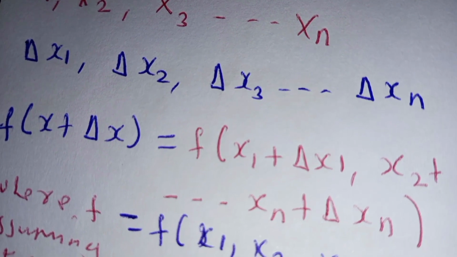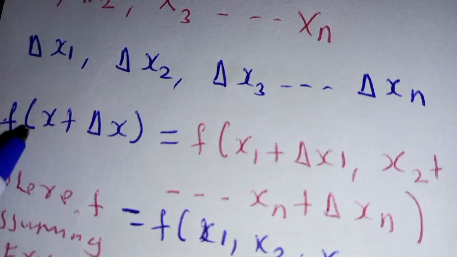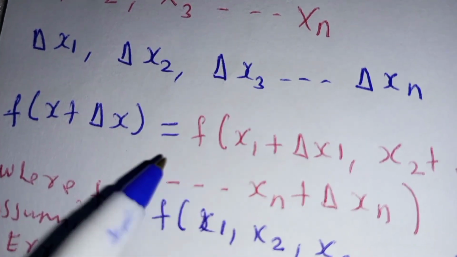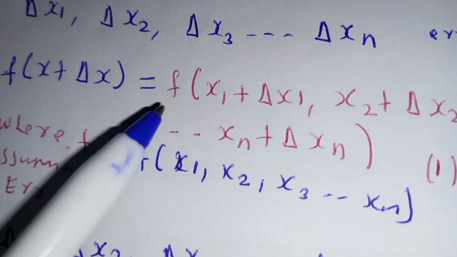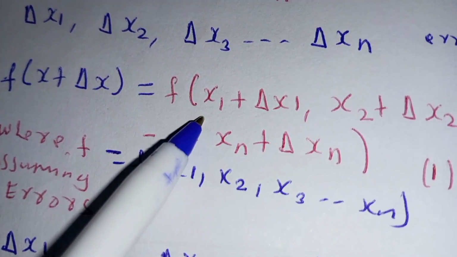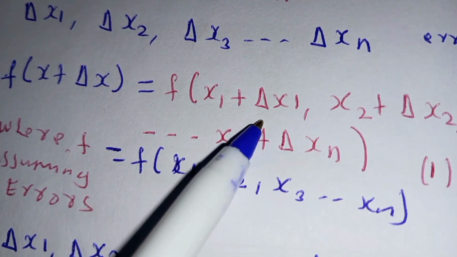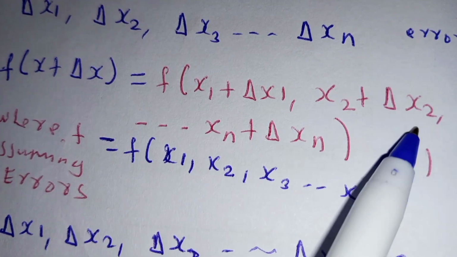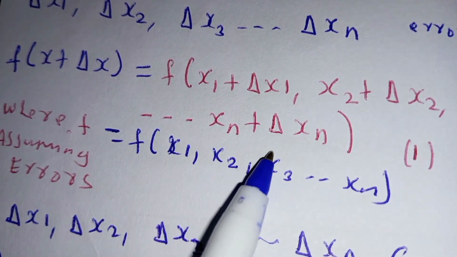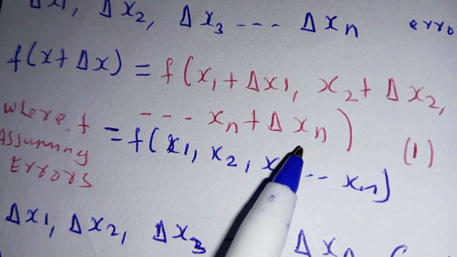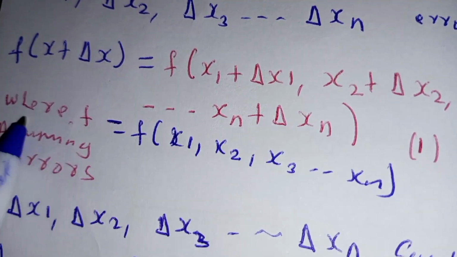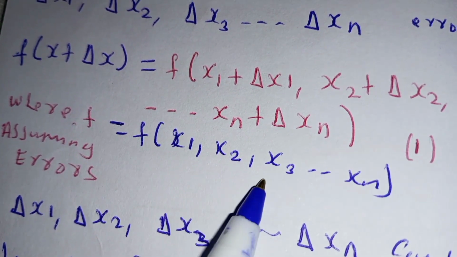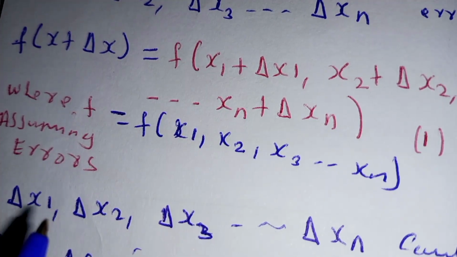Then we are going to consider this function of x plus small change in x being given by function of x1 plus the small error in x1, comma, x2 plus the small error in x2, all the way to xn plus the small error in xn. Here, our f represents a function of x1, x2, x3, all the way to xn.